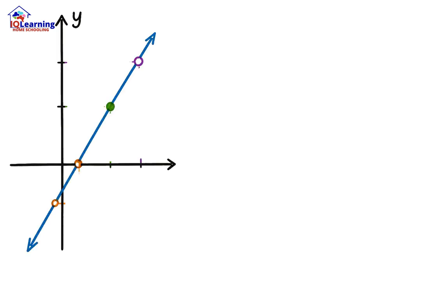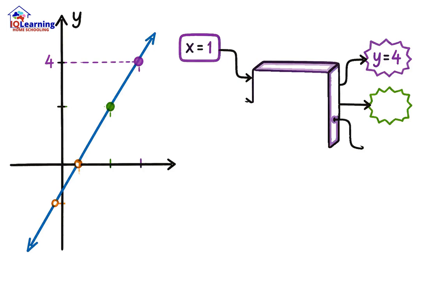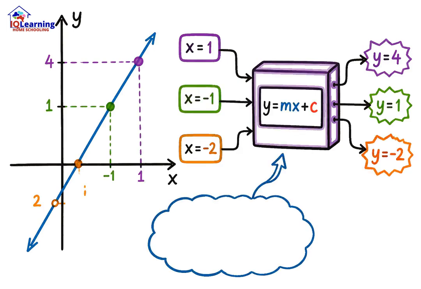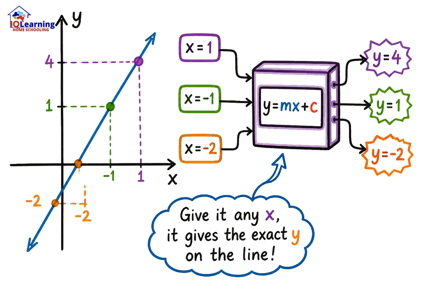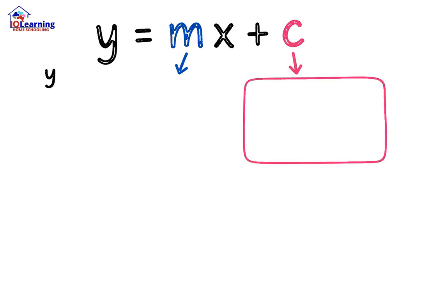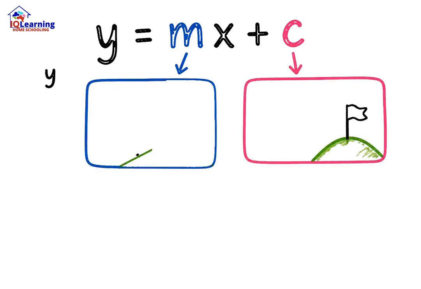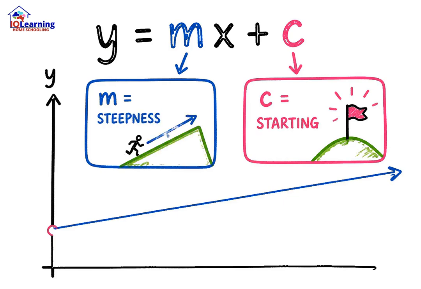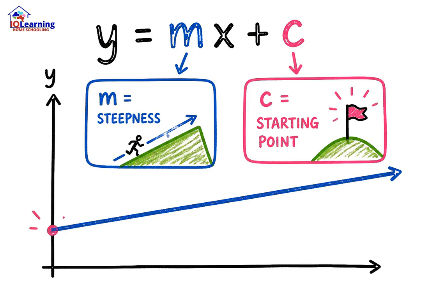This equation is also a coordinate generator. Plug in any value for x and it spits out the exact y that sits on that line, proving whether a point belongs. So next time you see y = mx + c, don't see a formula. See the two secret ingredients that define any straight line: its steepness and its starting point. Master that, and you've mastered the code of the line.